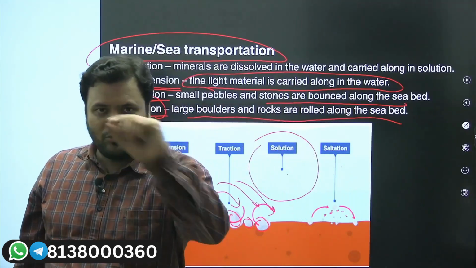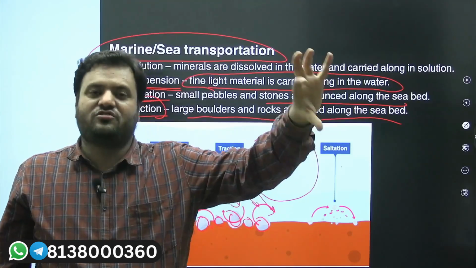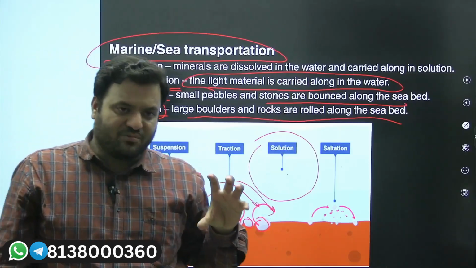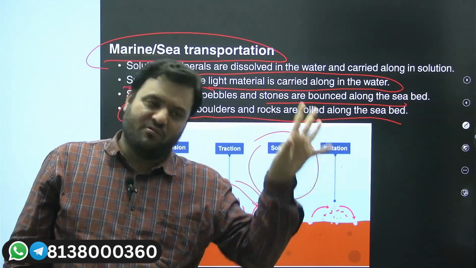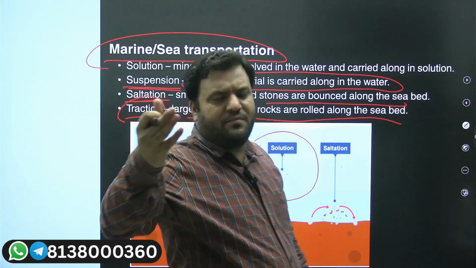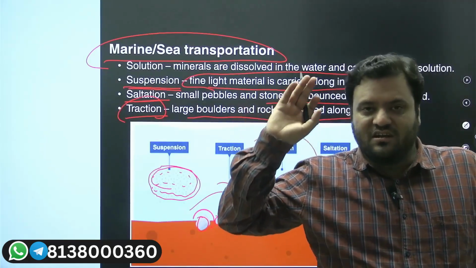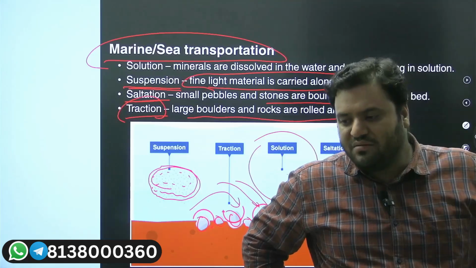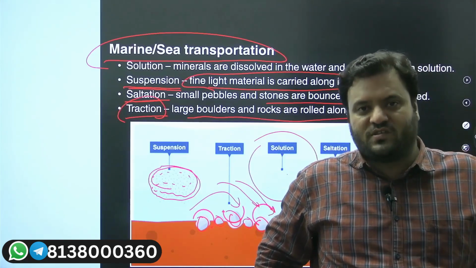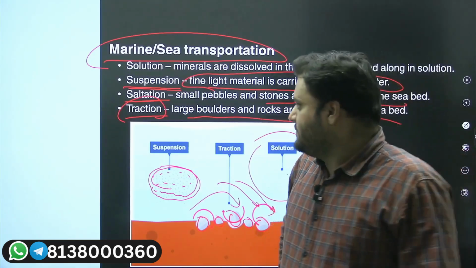So when you hear this term deflation, that means the removal which is caused by the wind itself. When you hear this term traction, that means the large boulders at the sea bottom are being moved by the action of water. Each process is given its own name, and each process has its own distinguished feature. That's why the names associated with topographical changes or processes are very important.